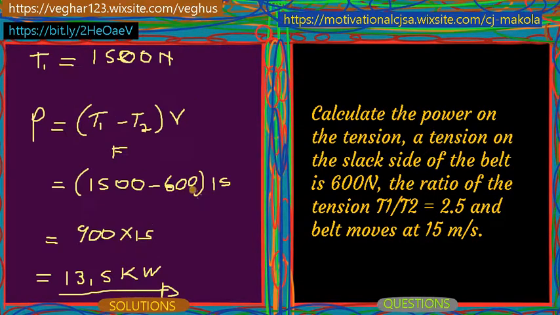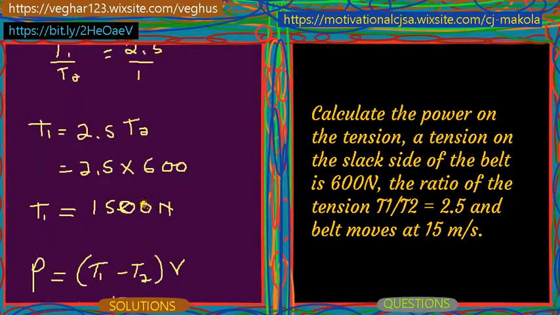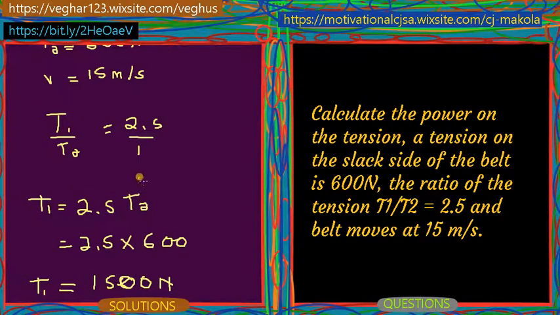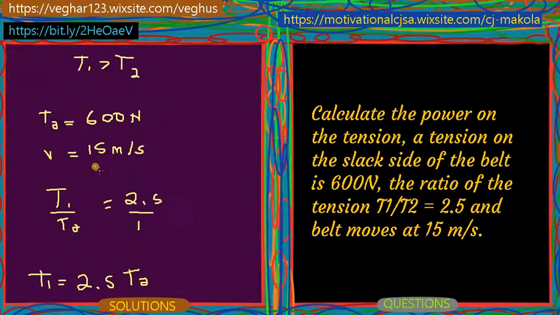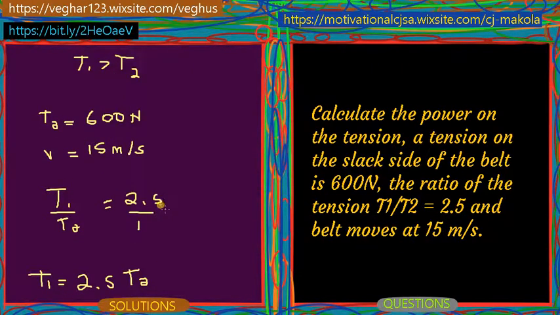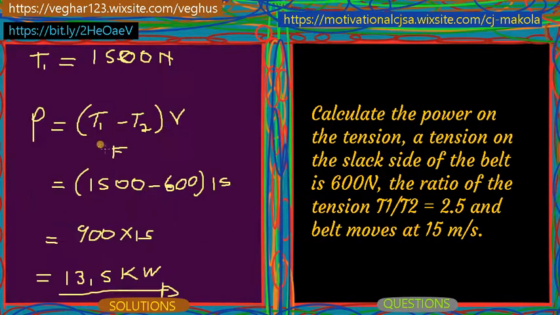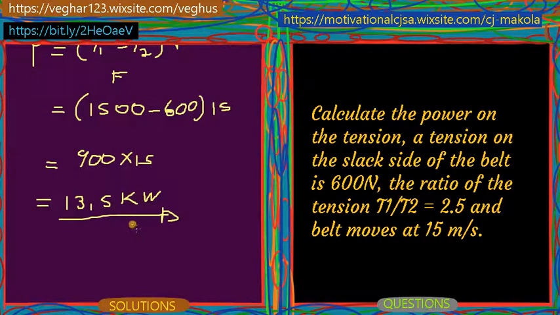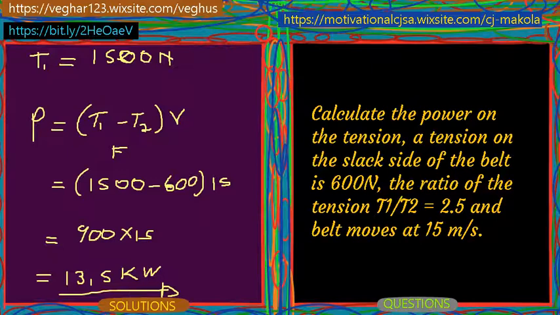This is how we will calculate the power. When you have T1 and T2, if you're given a ratio, you have to know which one is the slacking side and which is the high tension side, use their ratio, and then multiply the force and the velocity, and get your power. Thank you.